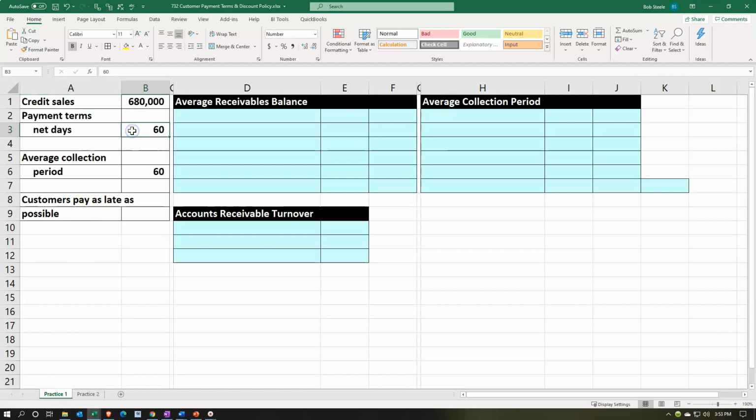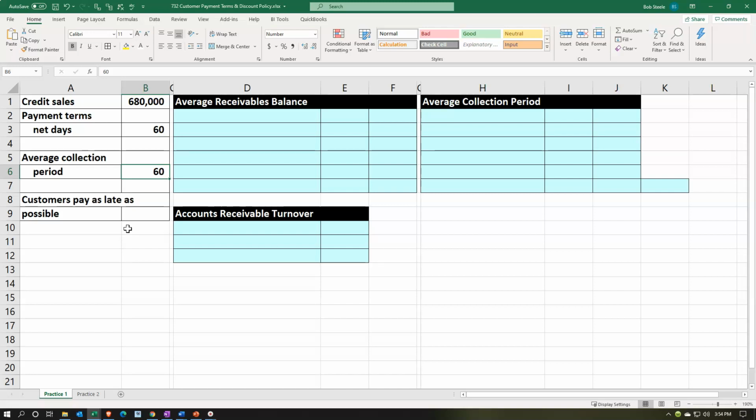The payment terms are 60 days. The average collection period then being the 60 days. We're going to say that customers pay as late as possible. And that's typically what will happen oftentimes, especially if you're in a business-to-business situation. If you're selling to other businesses and they're trying to maximize their cash management, as we've talked about prior to this, then they will try to hold on to their cash as long as possible and pay as late as possible. If you have 50 or 60-day terms on what you're selling to a business, they will try to wait 60 days and then pay you at the end of the term. And that's what generally will happen.